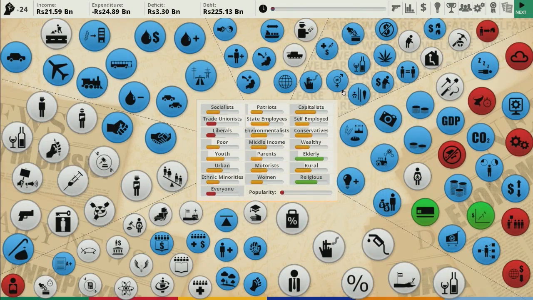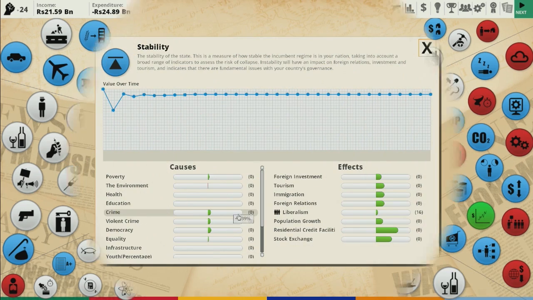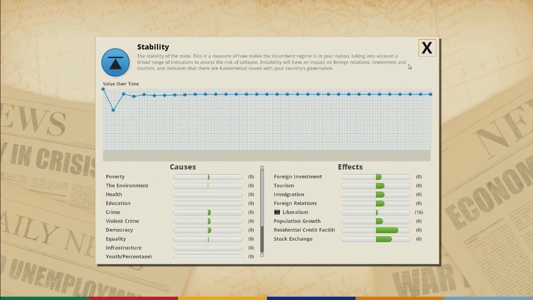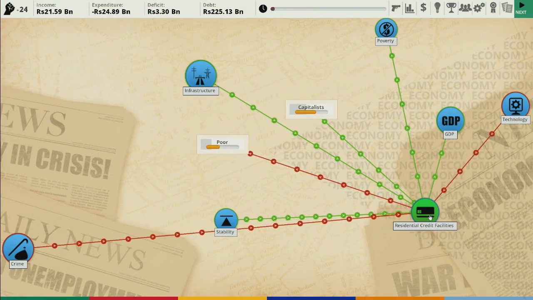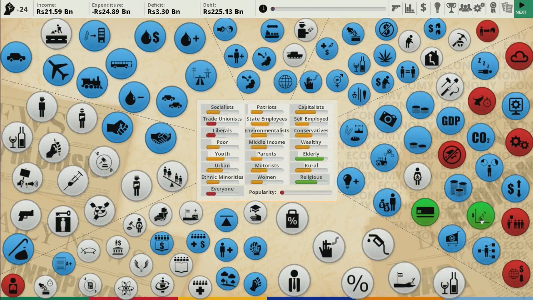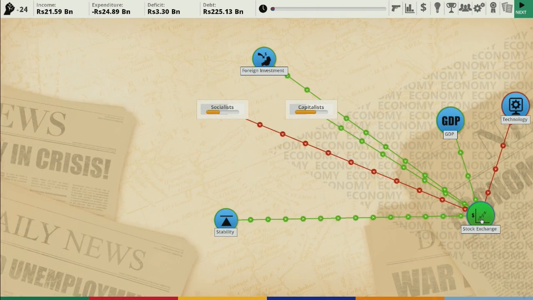So we have simulation values that you can change with policies, and situations that pop up as a result of the current state of the simulation. Green ones are good, so we're a highly stable society in Mauritius, which is driving the use of residential credit facilities and an active and lucrative stock exchange.